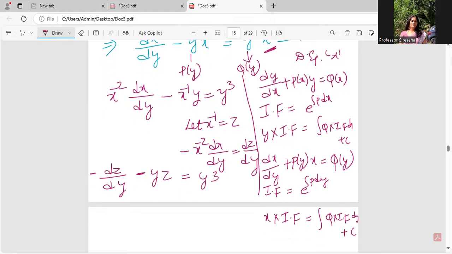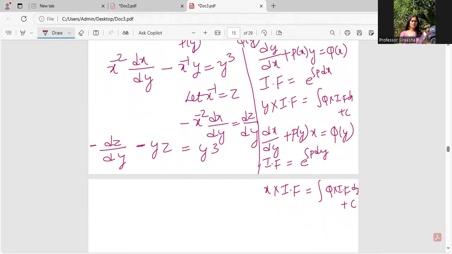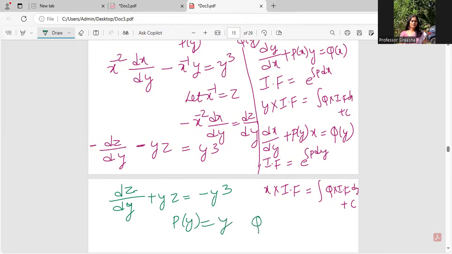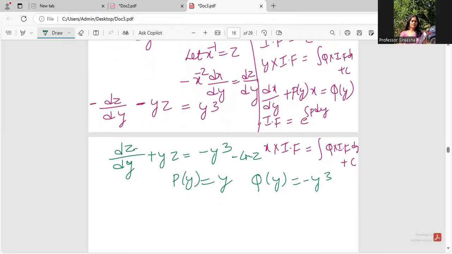Now, just let me write it to avoid confusion. I'll remove minus first of all, because higher order derivative should not have anything except plus 1. Okay, dz by dy plus yz is equal to minus y cube. What is your p of y? P of y is y. Okay, it is linear in z. Linear in z now. Q of y is what? Minus y cube. Okay, so accordingly, I'll write the solution for linear in z. Integrating factor is equal to e power integral y dy, which is e power y square.